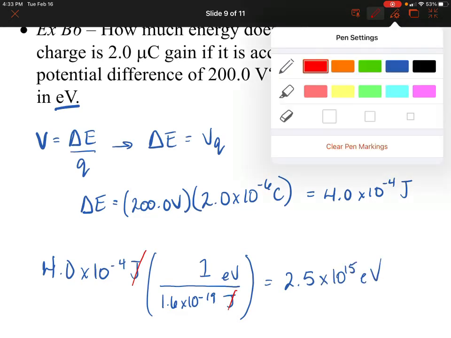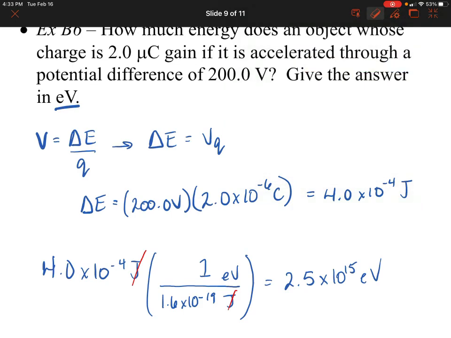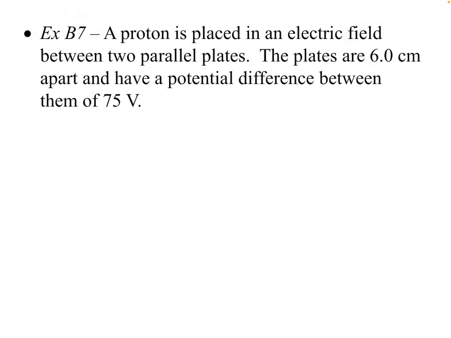Okay? And so that would be the equivalent of 2.5 times 10 to the 15 electrons passing through 1 volt. Okay? Or 1 electron passing through 2.5 times 10 to the 15 volts. And that's what an electron volt is. Okay? Let's do another example.